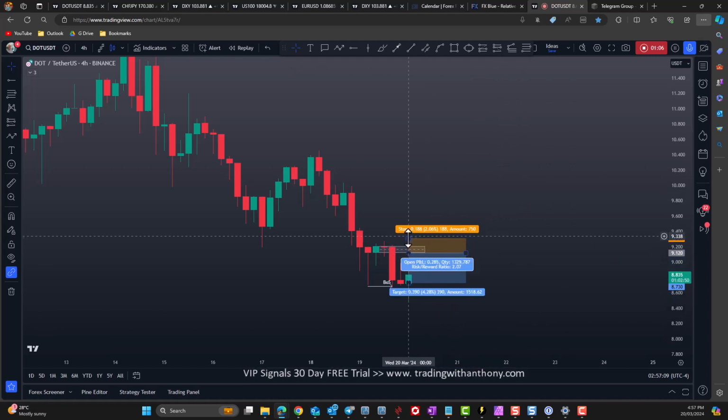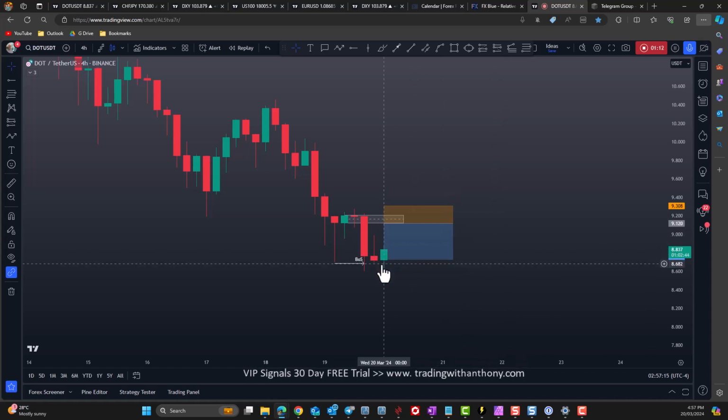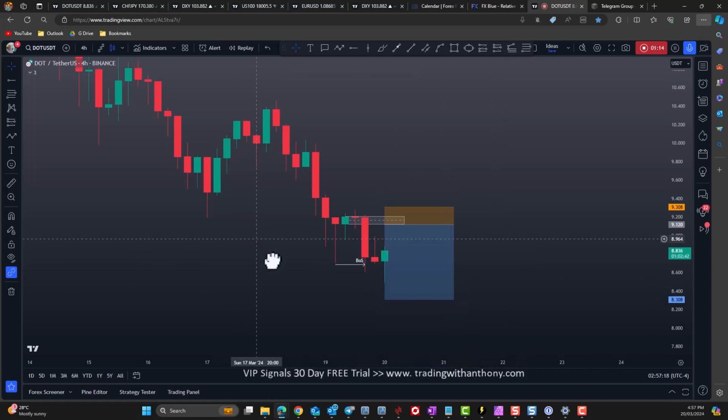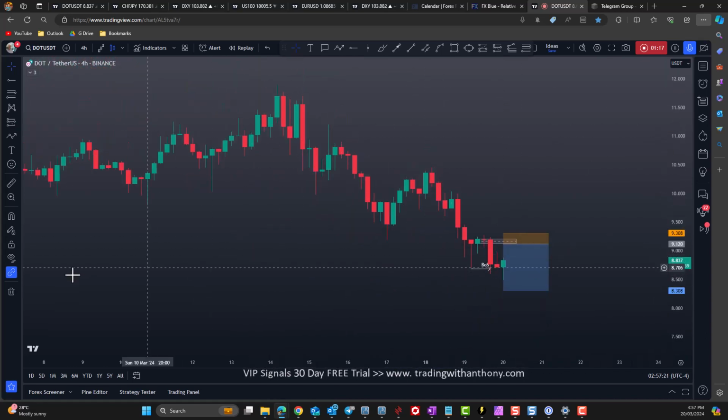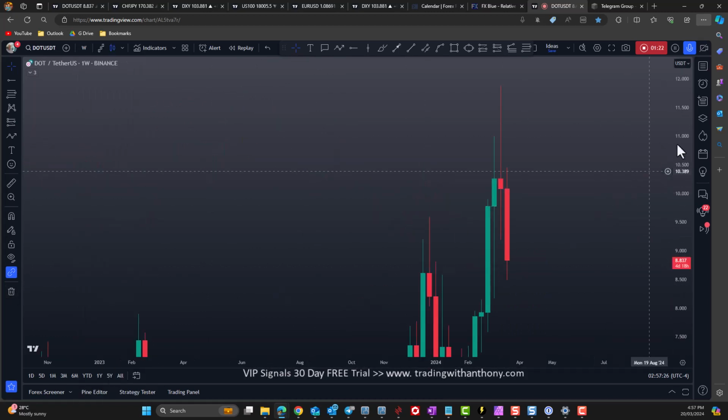Now you could pull your stop loss to break even if that plays out in your favor, and then trail it and see if you can get a bit more out of it. So that's a 4-hour idea. Now let's just go out of here. I want to have a look at it on the weekly time frame, just see what we've got here.